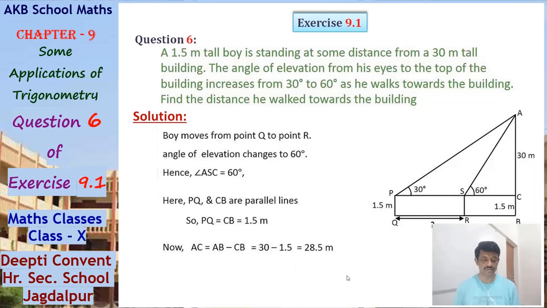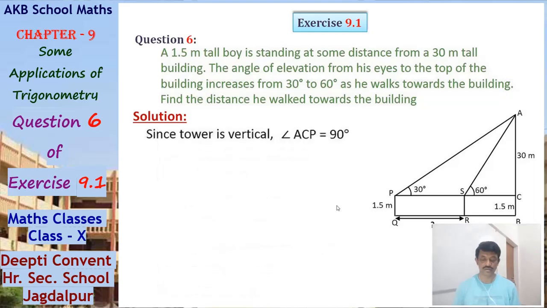Clear? Now also PC and QB, you can see they are parallel lines. So we have to find the value of QR, because the boy is walking towards the building from Q to R, so we have to find this distance QR, that is PS. So PS equals QR and SC equals RB. Both are equal.